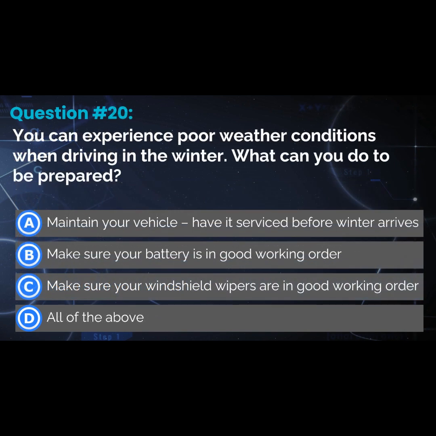Question 20. You can experience poor weather conditions when driving in the winter. What can you do to be prepared? A. Maintain your vehicle, have it serviced before winter arrives. B. Make sure your battery is in good working order. C. Make sure your windshield wipers are in good working order. D. All of the above.